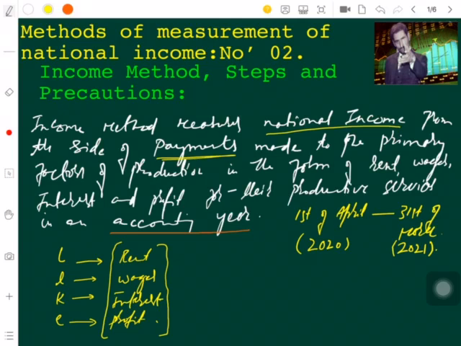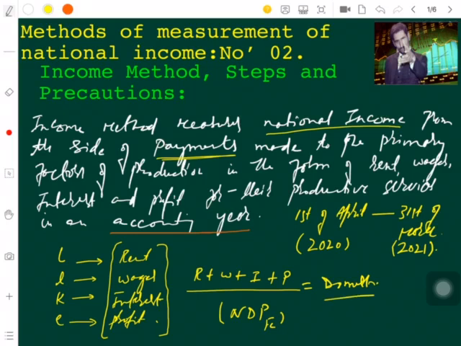National income is calculated by adding up all these factor payments, that means rent plus wages plus interest plus profit. When you add up all these factor payments, the resulting total, the domestic income, is NDP at FC.